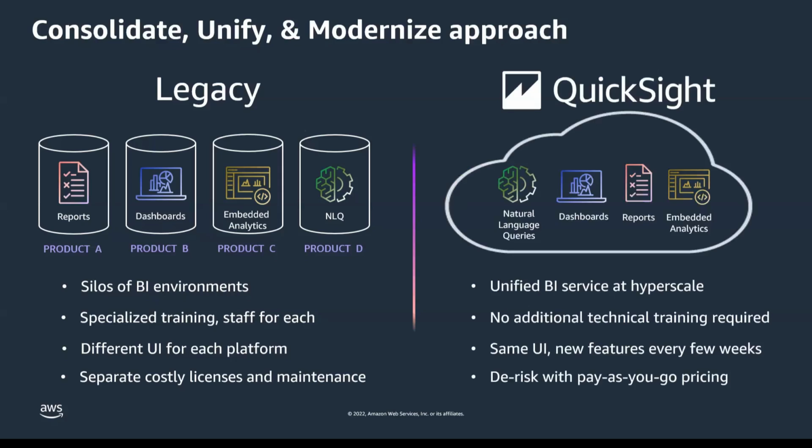Whereas on the other hand, coming to Amazon QuickSight, instead of struggling to work with disjointed legacy systems, QuickSight enables customers to use and manage only one unified modern solution to serve all of the BI use cases.